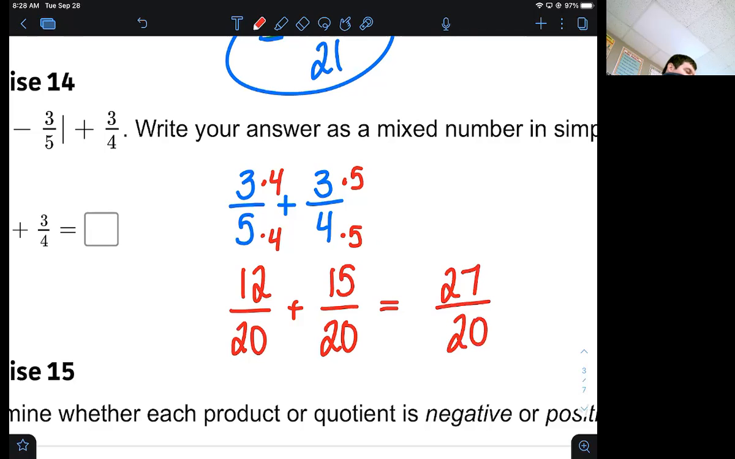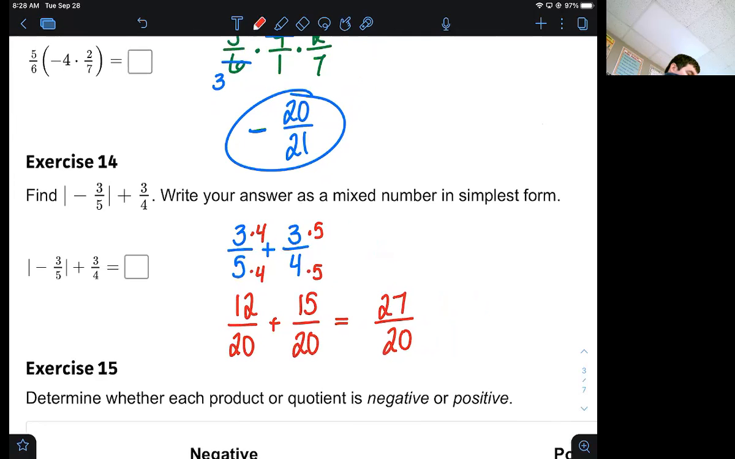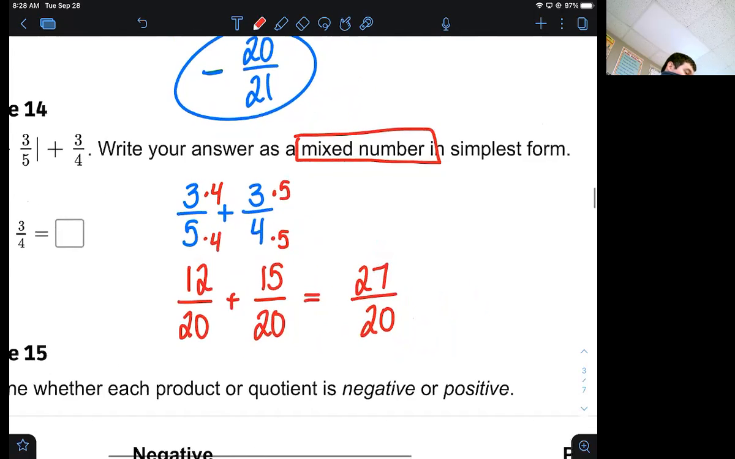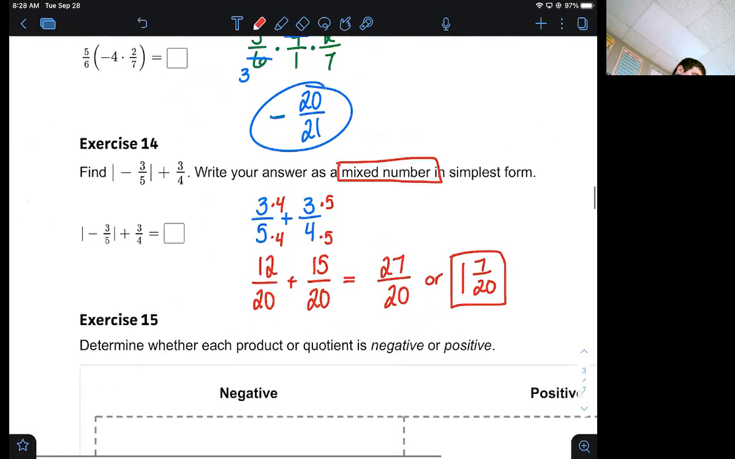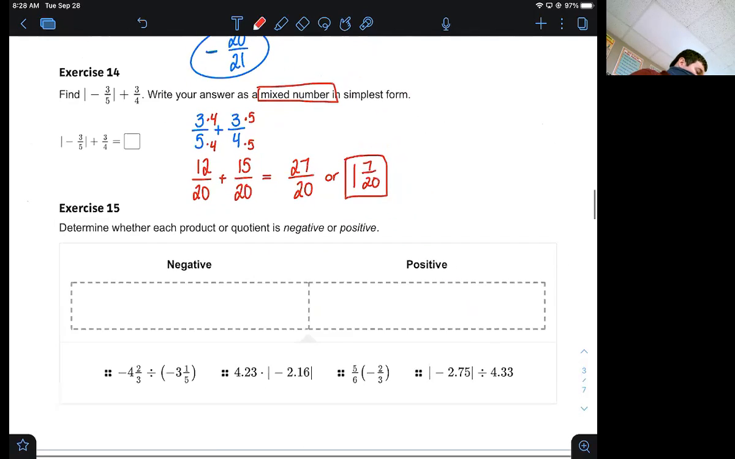27/20 is a great answer. It is not going to work on Big Ideas though, because their instructions specifically ask for a mixed number, like they did a lot yesterday. And so how many times does 20 go into 27, with how many left over? That's right. Just so you guys are aware, and I know I said this a lot yesterday, I will accept 27/20 on your test on Friday. I'm okay with improper fractions. Don't feel like you have to change them back to mixed numbers unless Big Ideas says they need it for the answer. Number 15. Here's what we're going to do for number 15.